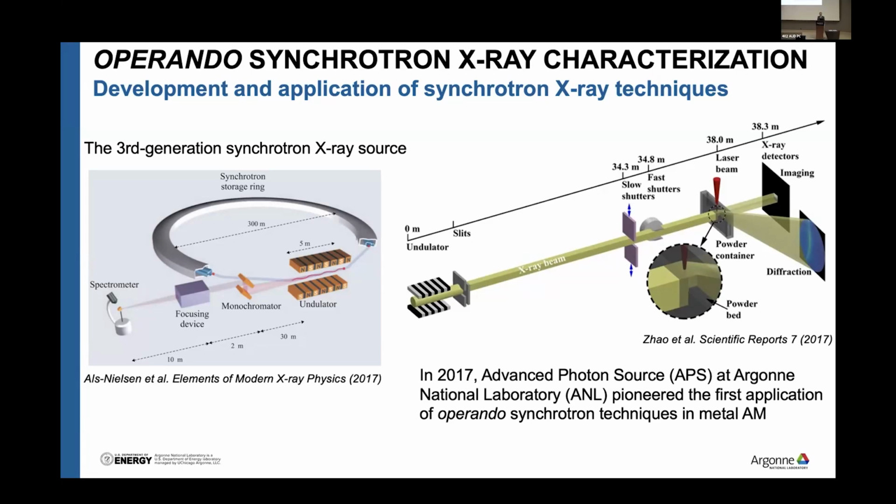And in 2017, the Advanced Photon Source at Argonne National Laboratory pioneered the first application of operando synchrotron X-ray characterization in metal additive manufacturing. So the 32-ID beamline team established the laser chamber at the beamline, so it can mimic the laser powder bed fusion process.